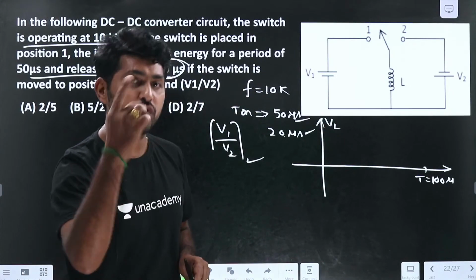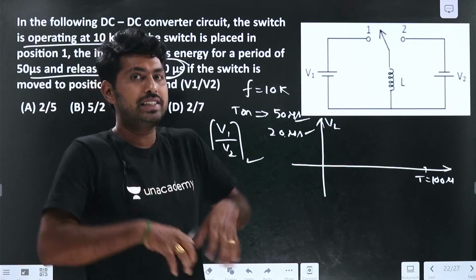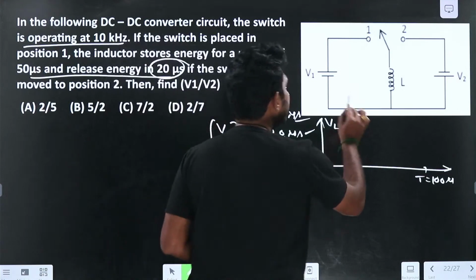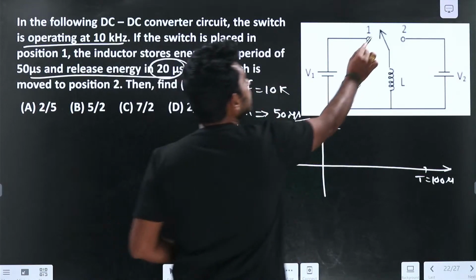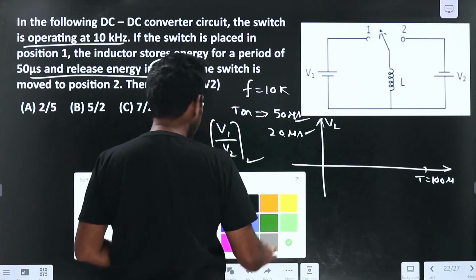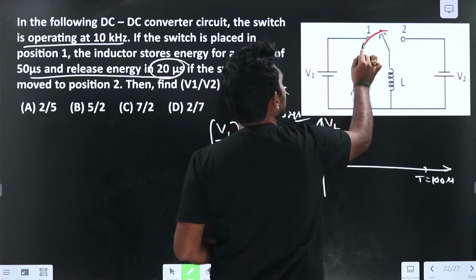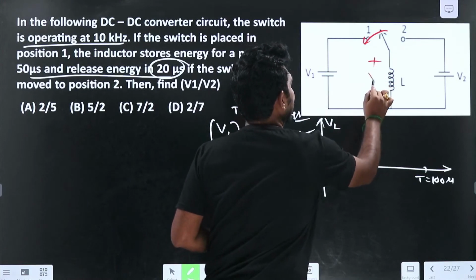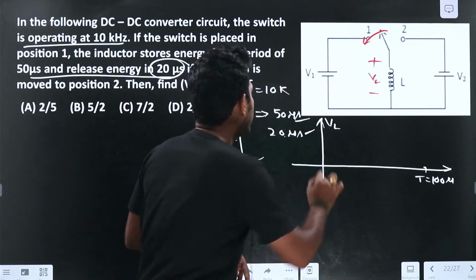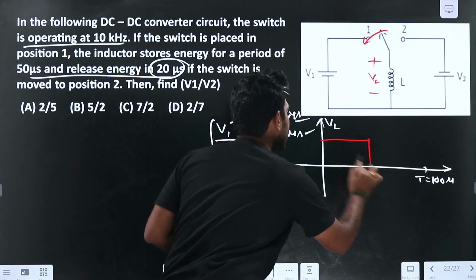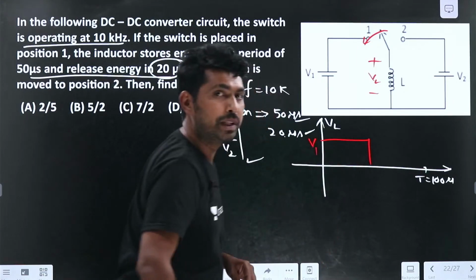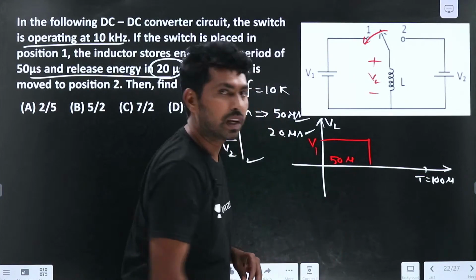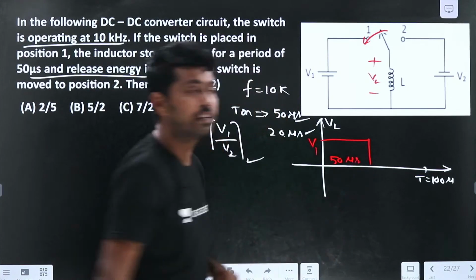When the switch is in position 1, the inductor stores the energy for the period of 50 microseconds. During that time, what is the inductor voltage? With the switch closed to position 1, VL equals V1. During the 50 microseconds, it will be V1.